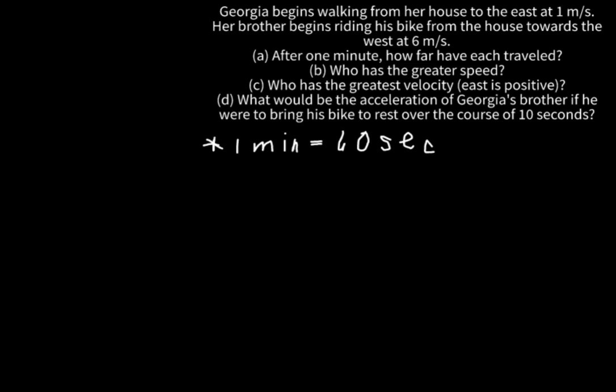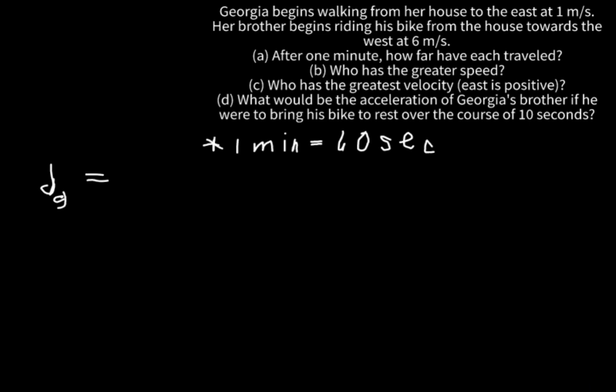This is our challenge problem from the last video, where Georgia begins walking from her house towards the east at 1 meter per second, and her brother begins riding his bike from the house towards the west at 6 meters per second. And we want to know after 1 minute how far have each of them traveled, and 1 minute is 60 seconds. So our distance for Georgia is going to be, oh, and I should clarify now, that distance is a scalar, so we're not concerned about directions.